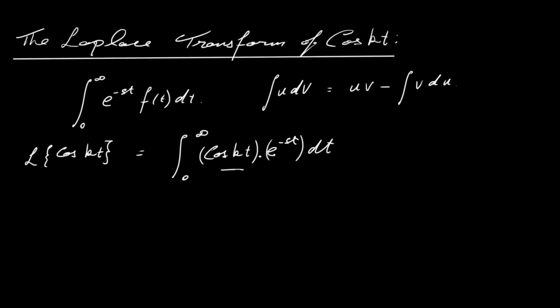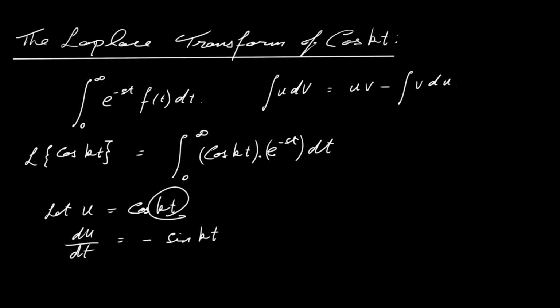We have the trig function first and the exponential function second. So let's let u equal the trig function, which is cos kt. So du/dt: if you differentiate cos, you'll get minus sine kt. And then you've got to differentiate kt as well to give you k. So that just gives us du is equal to minus k sine kt dt.